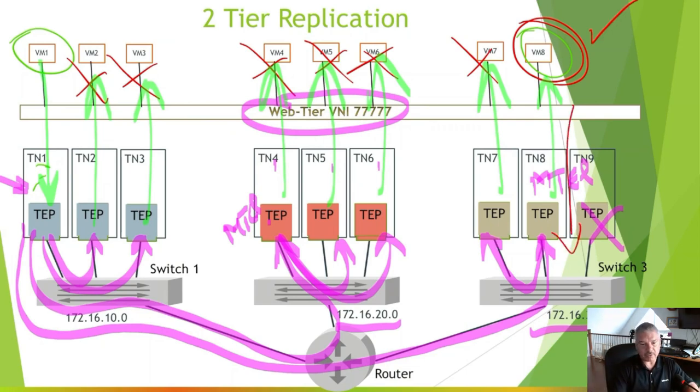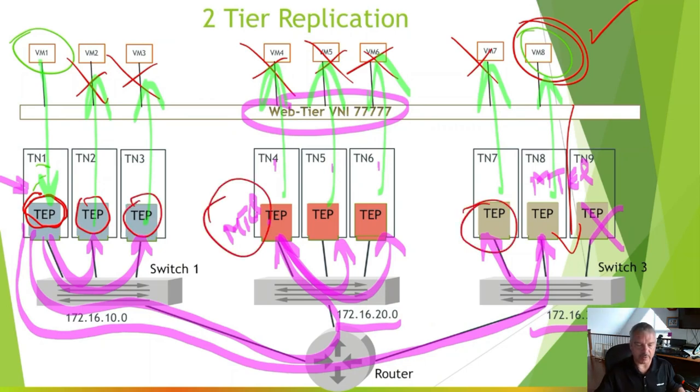What's the advantage of this solution? This is the default. The advantage here is this TEP, the source TEP on the far left, had to encapsulate and send the frame only 3 times. Sorry, we got 1, 2, and then 3 and 4. So it's less work for that source TEP with two-tier replication. Again, like I said, this is the default setting when you create your segments.